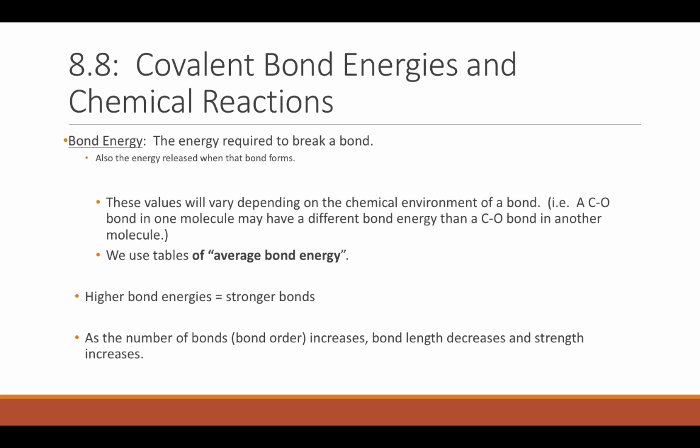Therefore, we usually use a table of average bond energies. Higher bond energies indicate stronger bonds because these are bonds that require more energy to be broken and release more energy when they're formed. As the number of bonds, or the bond order, increases, meaning as we go from single to double to triple bonds, the bond length will decrease, meaning the atoms get closer together, and the strength of the bond will increase.